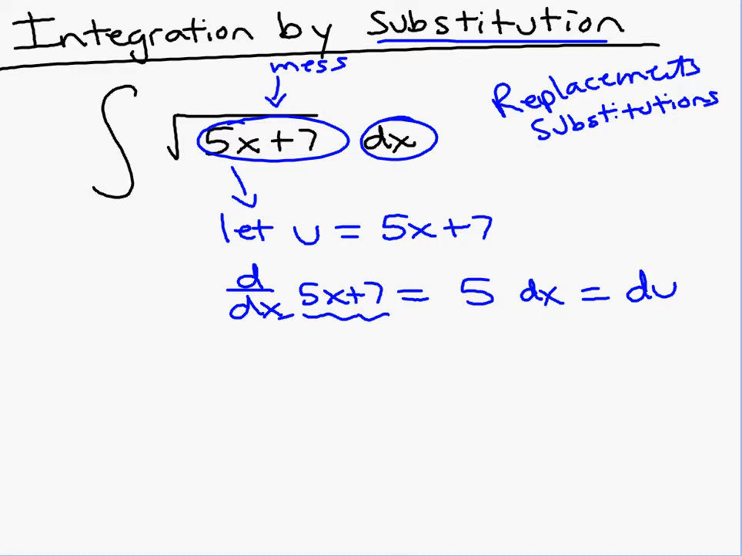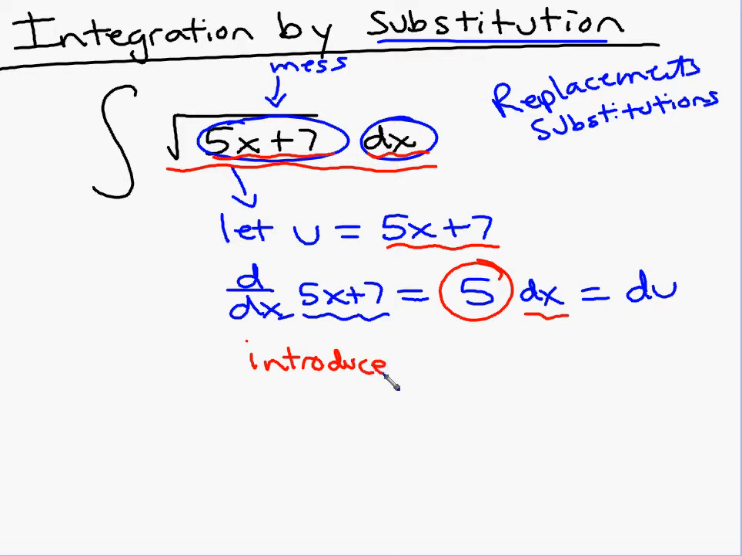Now let me show you what we've done here. I have now accounted for everything that is in my original expression. I have a 5x plus 7, here's a 5x plus 7, and I have a dx, and I have a dx. The one thing that was not there before was this 5. And so what we need to do is introduce something to cancel that out. I'm going to introduce 1/5 in front of the expression. Why? Well, because 1/5 times 5 is 1. And so in essence, that negates this 5 that's here.